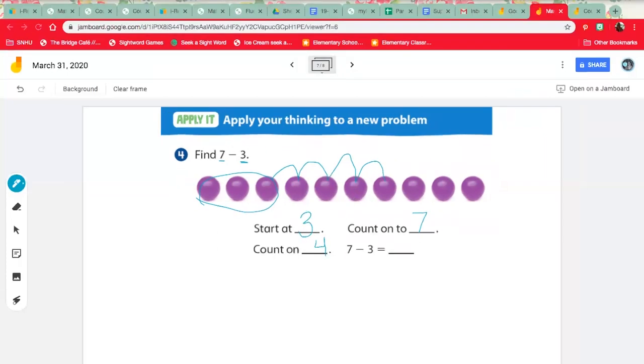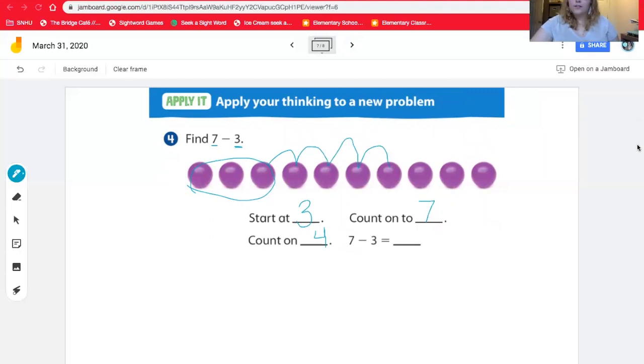We can also double check with our fingers. So if I have 3, I want to count on to 7. So 3, 4, 5, 6, 7. So I have 2 here and I had 2 here, which leaves me with 4 fingers that I added up. So we had 4. Now that means 7 take away 3 is 4.